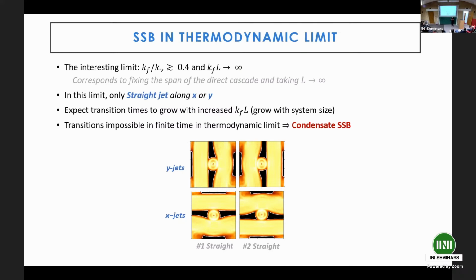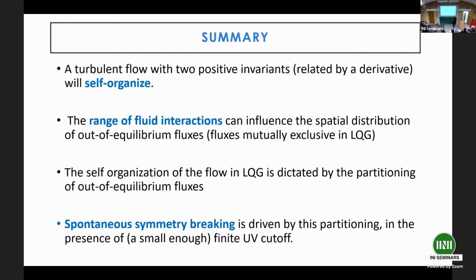And it's spontaneous because it's really forced by the spatial fluxes of energy, and there is nothing external that breaks the symmetry. Okay, so just to summarize, if you have two positive invariants that are related by a derivative, then the flow can self-organize. The range of fluid interactions can influence the spatial distribution of equilibrium fluxes. And maybe similar things you'll be able to see in other systems where you have a finite deformation radius, which is smaller than the forcing scale.